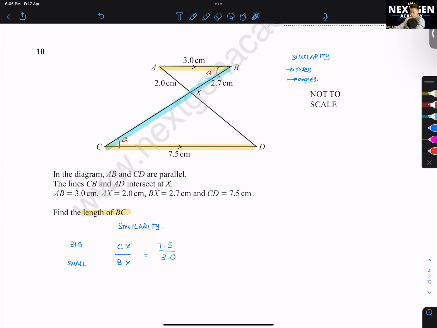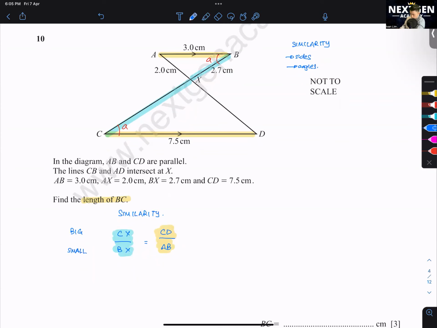Okay, you all recall how to do this? Wait, I put the side first. Oh no, why is my iPad lagging? Okay, CD over AB. So you all see here, this one is all the yellow color one, this is all the blue color one. The big over the small one.